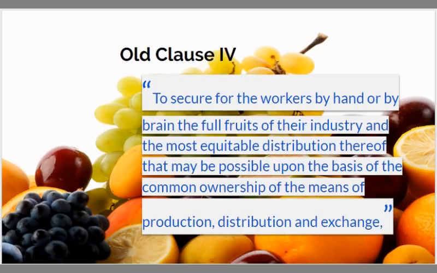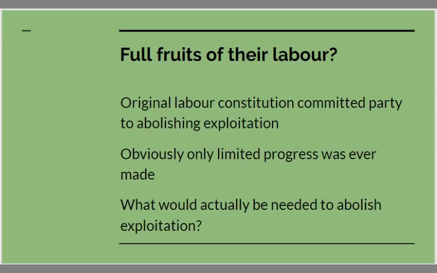Now, in this talk, I'm going to focus on full fruits of their industry because I think that is the tactically most important aspect to emphasize if you're in an electoral struggle. What does full fruits of their industry mean? The Labour Party constitution was committed to it, but obviously they only made limited progress towards it. You can say that the Labour governments of the 40s and the 60s did actually reduce the rate of exploitation, but they didn't abolish it.